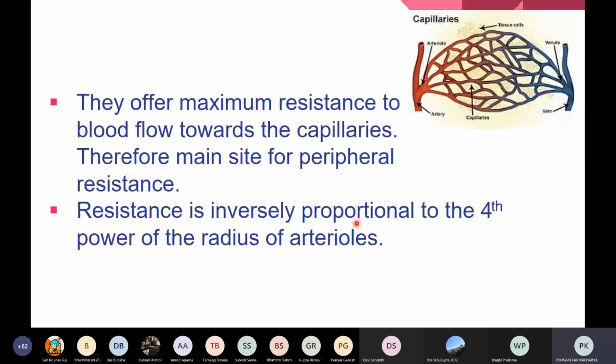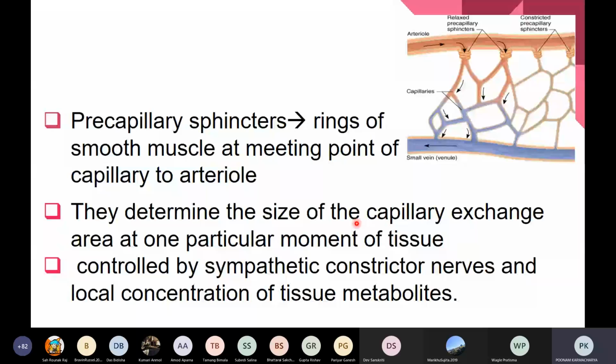Now this precapillary sphincter, as I told you earlier, has a ring of smooth muscle at the meeting point of capillaries and arterioles. So in this picture you can see we have the arterioles over there, and before they branch out, we have these precapillary sphincters.